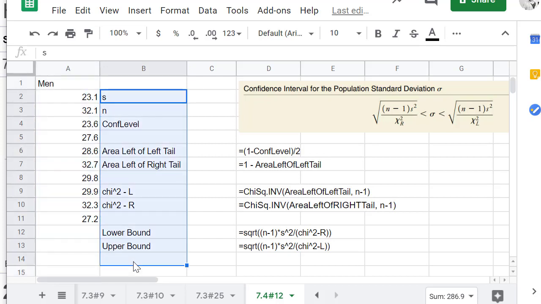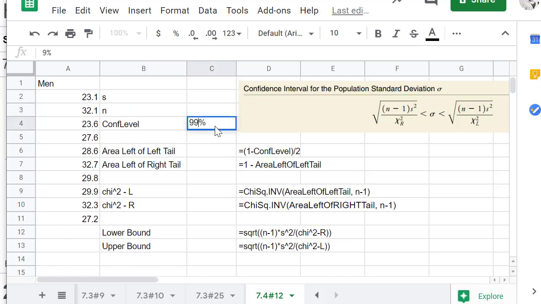Now for this we want to find the following. We want to find the standard deviation, S. We want to find the N, the sample size. We want this at the 99% confidence. And then we want to find the chi-squared left and chi-squared right critical values. And then we're going to use this formula to find the upper and lower bounds.